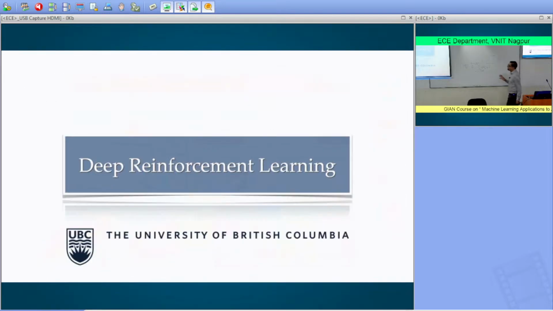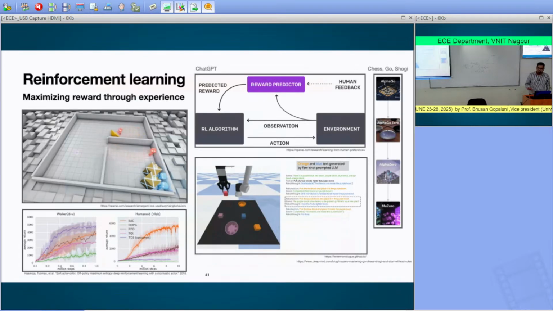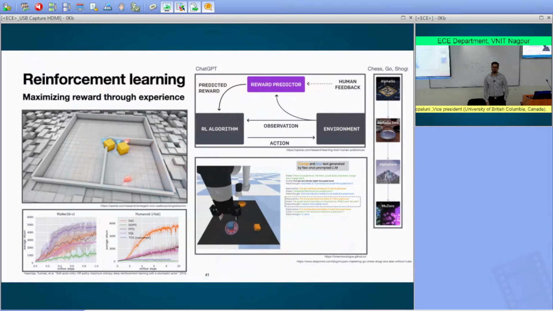The last topic, which I'm going to cover in greater detail on Friday, is deep reinforcement learning. How many of you have heard of reinforcement learning? I probably mentioned it once or twice. You've heard, okay. What is deep reinforcement learning? Reinforcement learning has been around for a long time. It's based on a mathematical optimization problem.